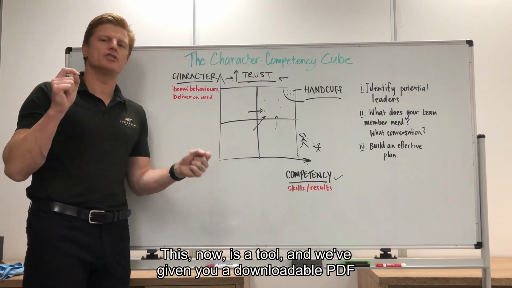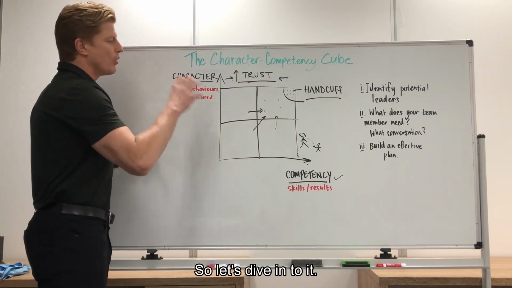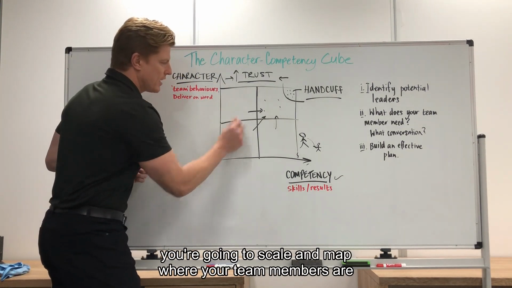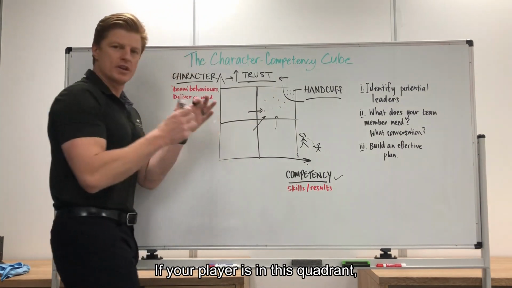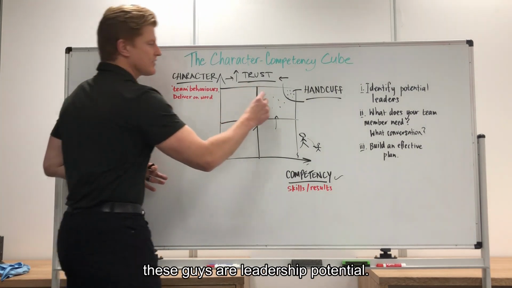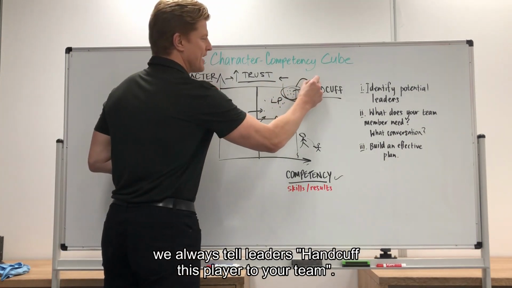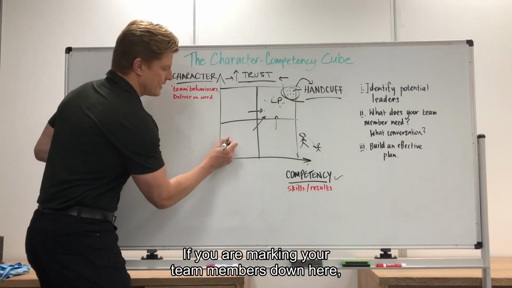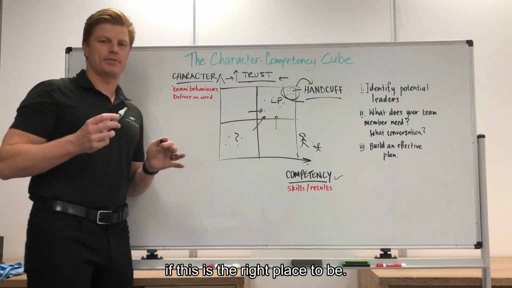This now is a tool, and we've given you a downloadable PDF to be able to use this tool for your team. So let's dive into it. Once you've downloaded the document, you're going to scale and map where your team members are inside of each quadrant. If your player is in this quadrant where you want most to be, they're highly competent, they're good at their job, they're getting good results, and they're a good team player, these guys are leadership potential. If you've got them in this top right-hand quadrant, we always tell leaders, handcuff this player to your team. If you are marking your team members down here, you've now got a question to ask if this is the right place to be.